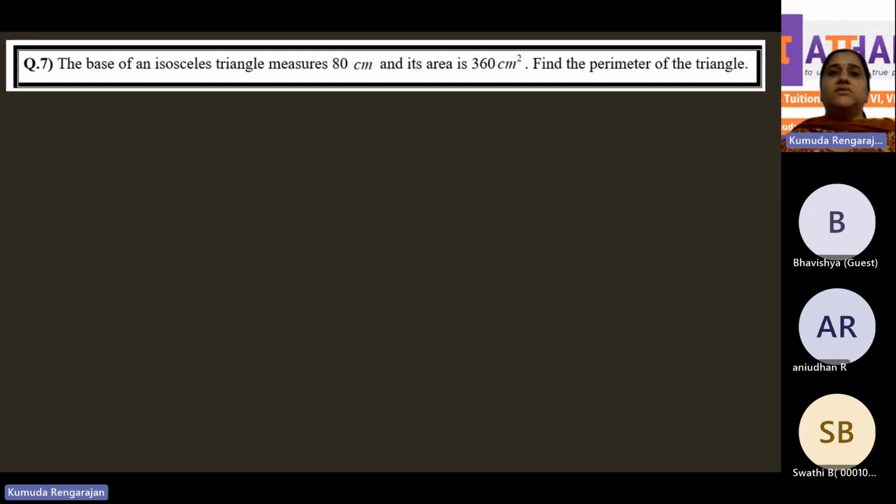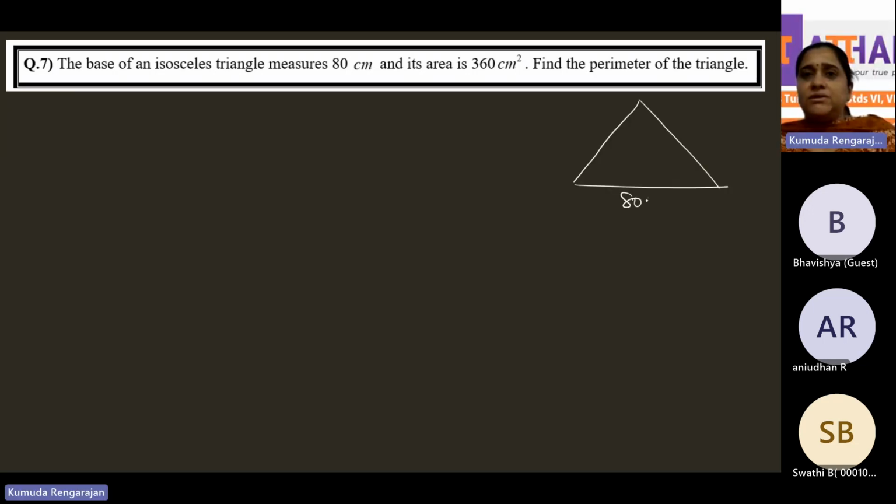Yeah. Look at this, children. Very important question. The base of an isosceles triangle measures 80 centimeters and its area is 360 centimeters square. Find the perimeter of the triangle. Okay, let's take a diagram for this.